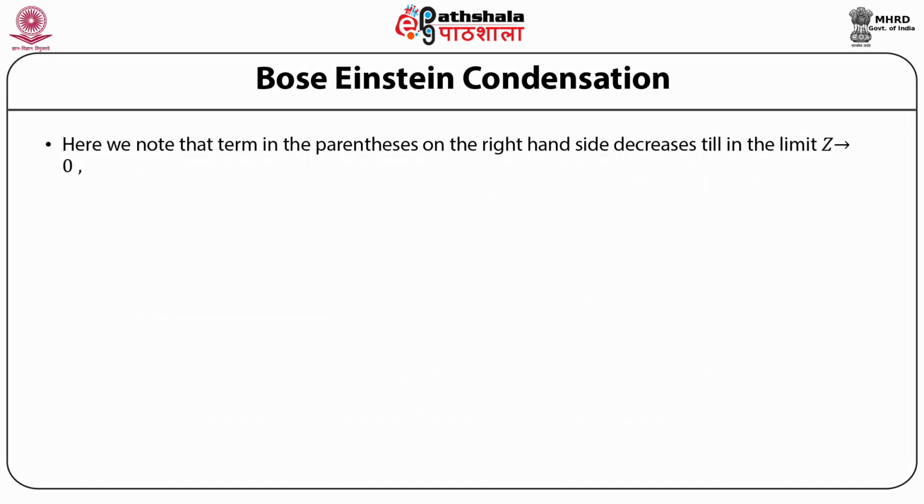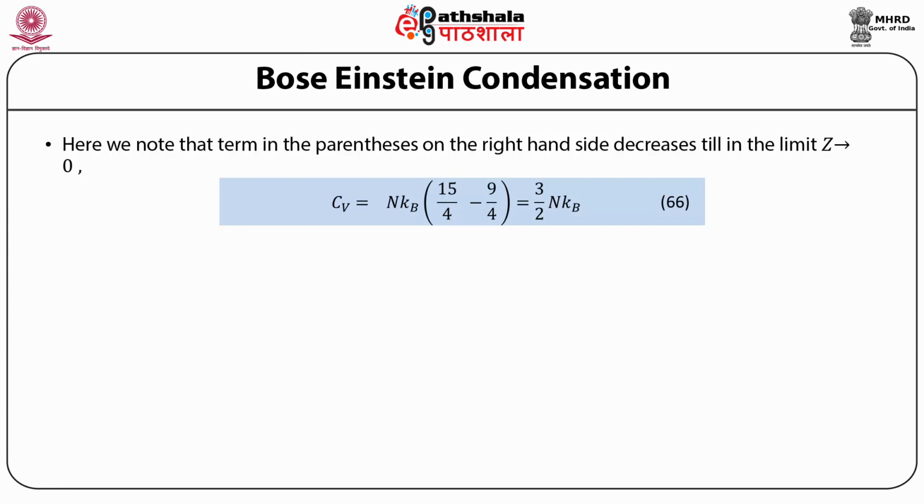Here we note that the term in the parenthesis on the right hand side decreases till, in the limit z approaching 0, Cv is equal to N kB multiplied by 15/4 minus 9/4, which is equal to 3/2 times N kB.